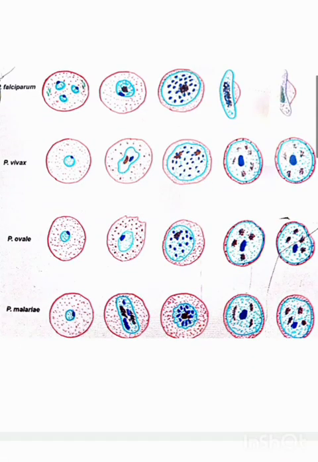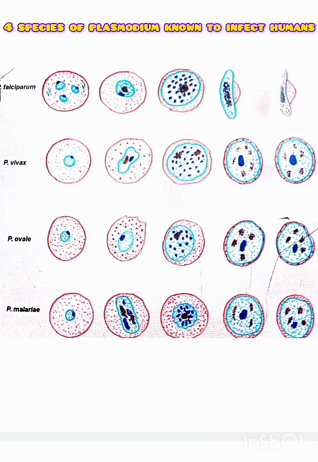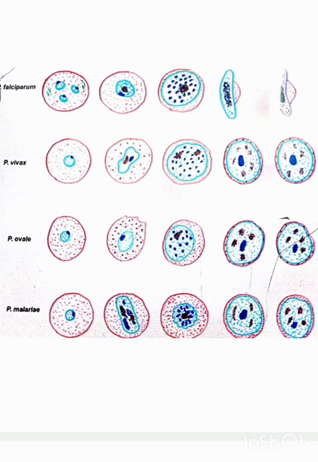Next, there are 4 species of Plasmodium known to infect humans. Okay, what are the 4 types? The 4 types are Plasmodium falciparum. Here P stands for Plasmodium. Plasmodium falciparum, Plasmodium vivax, Plasmodium ovale, Plasmodium malariae. Here Plasmodium falciparum is the most dangerous one.